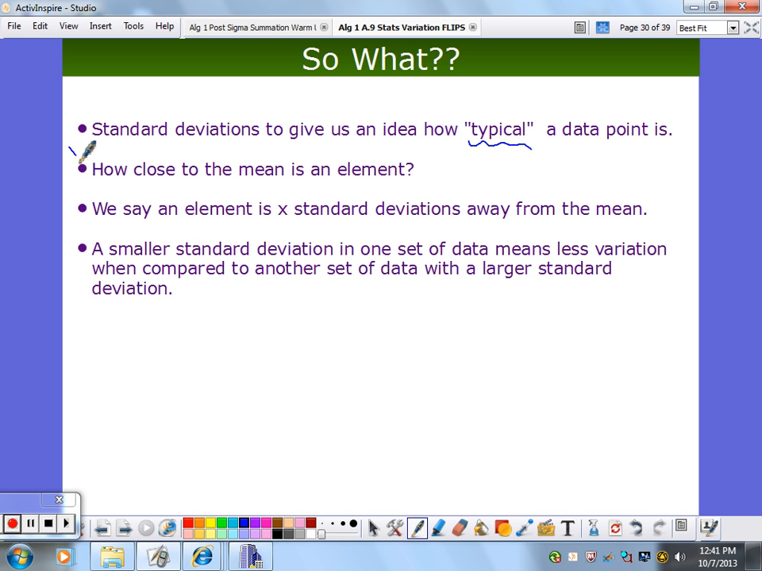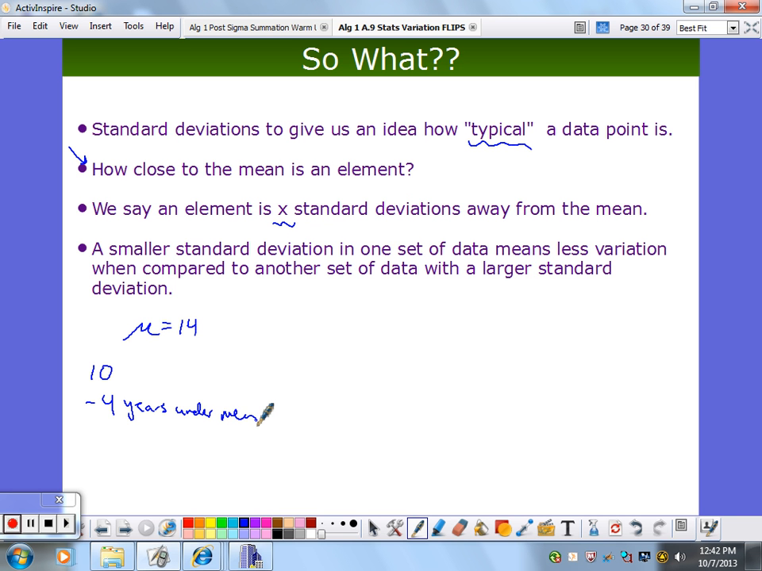Now we want to answer the question, how close to the mean is an element? And we say an element is so many standard deviations away from the mean. If you recall one of the early examples, we had a family where the mean age was 14, and we had some kid who was 10 years old. We asked how far away from the mean he is. He's 4 years under the mean, right? You're 10 and the mean age is 14, aren't you 4 years under the mean?